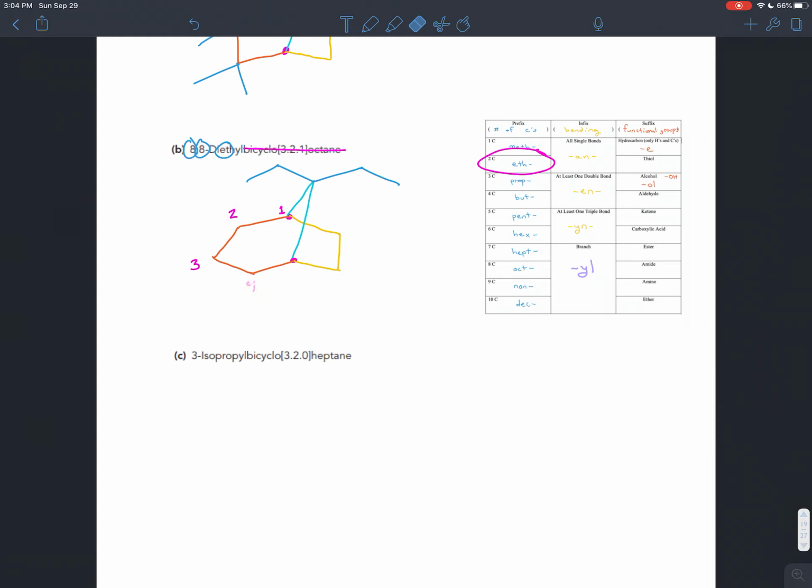And that is our whole structure. We have 2 ethyl branches coming off of carbon number 8. So that's 8,8-diethyl. We have our 2 rings with the correct number of carbons in between. This is 8,8-diethyl bicyclo[3.2.1]octane.